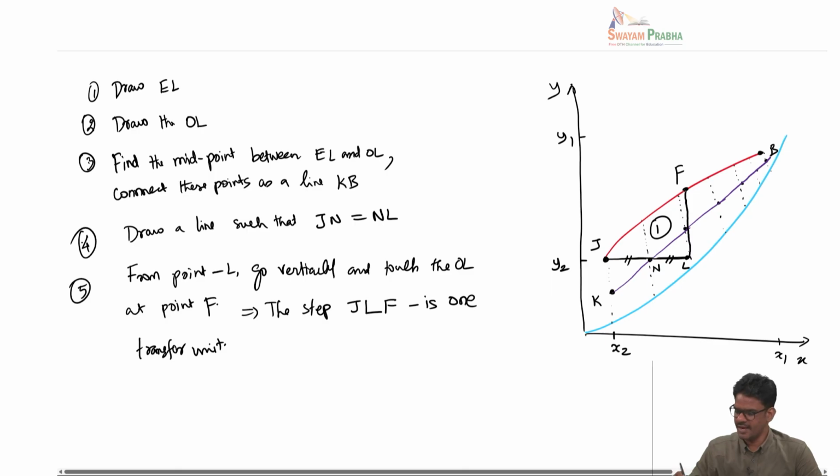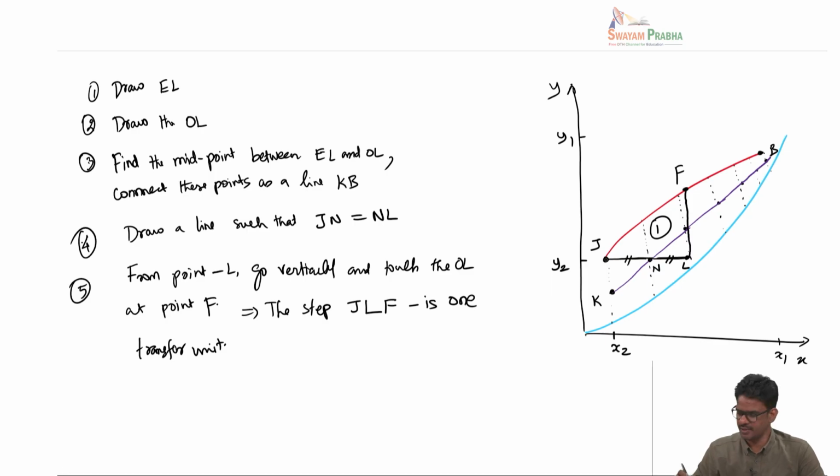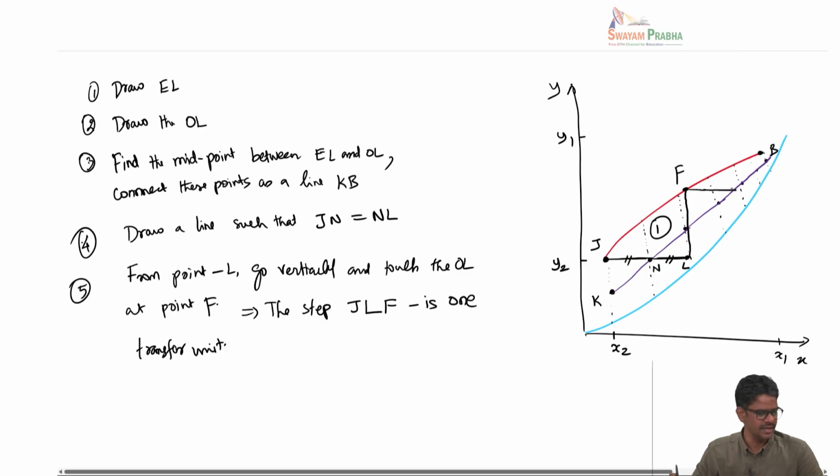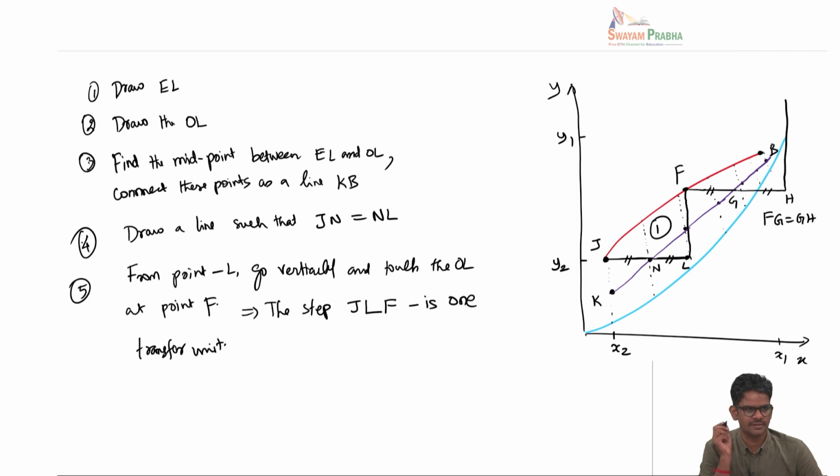And we do the same thing. From F, you repeat what you did from J. That means from F, you go horizontally to the midpoint. Let's say this is G, then measure the distance FG, and then go on to another point H, so that FG is equal to GH, and then you go vertically and meet the operating line. You continue this until you reach the end of the operating line. Here I have shown only two transfer units, but in an actual problem you have a very large number of transfer units.